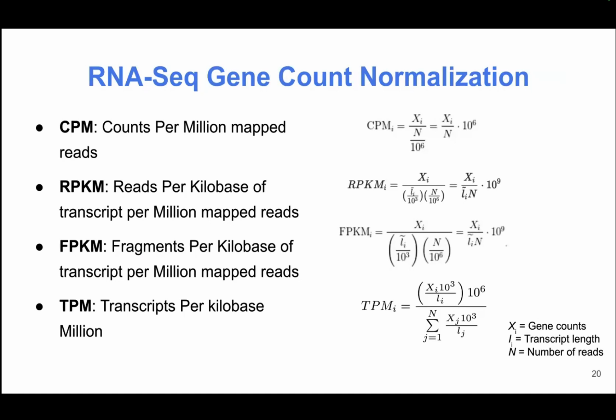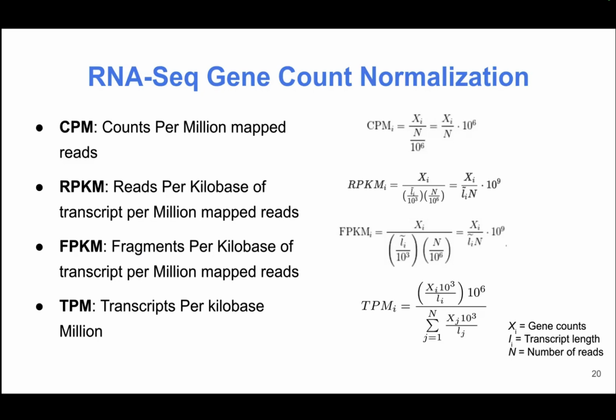So for RPKM, we'll actually do the same process that we do with CPM, where we divide our individual gene counts by the total number of reads for our library and multiply by a scaling factor. But we'll also be dividing by the length in kilobases of that specific gene. So if we're looking at a gene with a 4 kilobase length, we'll divide that CPM value by 4 to account for that larger gene size.